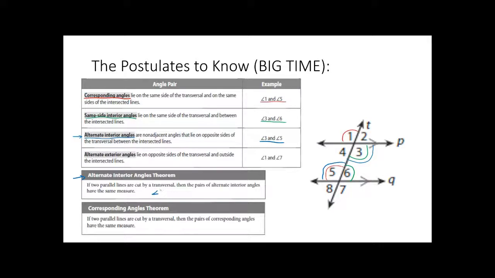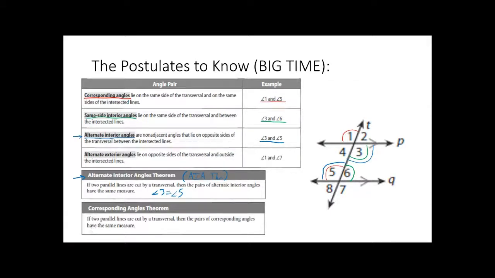Basically, they're saying angle 3, whatever its measurement is, it's going to be the same, or in a situation like this, congruent to angle 5. So if angle 3 was 30 degrees, angle 5 is definitely 30 degrees as well. That's because of alternate interior angle. If you ever see me write AIA theorem like this, I'm referring to alternate interior angle theorem. That's always good to know.